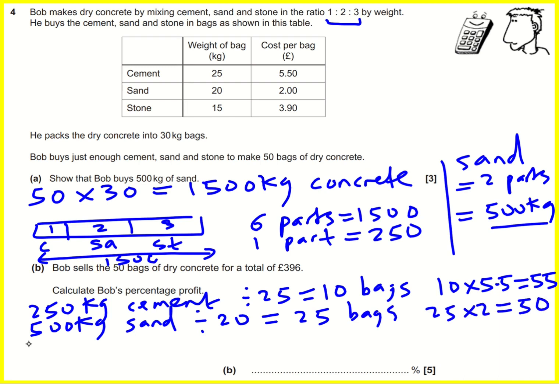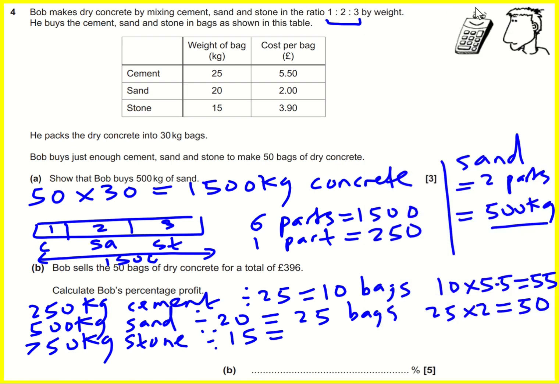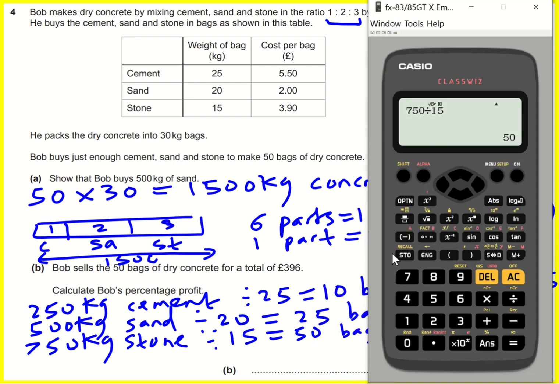And then finally the stone is going to be 750 kilograms. I've done that because it's 3 times 250, or equivalently we know we need to make it up to 1,500, so it's got to be 750 that way. Divide by 15, and I think that's going to give me 30 bags. Let me just check, don't want to make a mistake. No, it's going to be more than 30. It's good that I checked, isn't it? 50 bags. 50 times 3.9. Cost me £195.